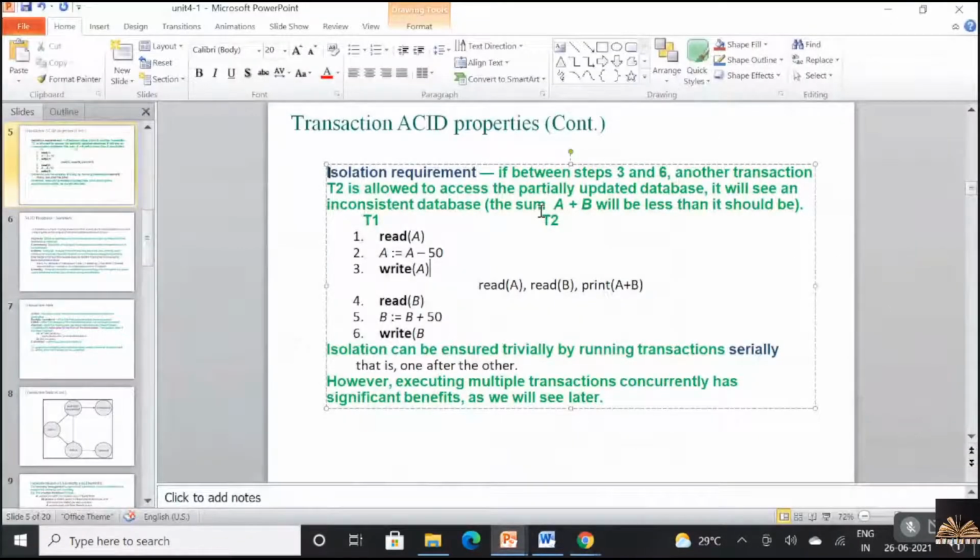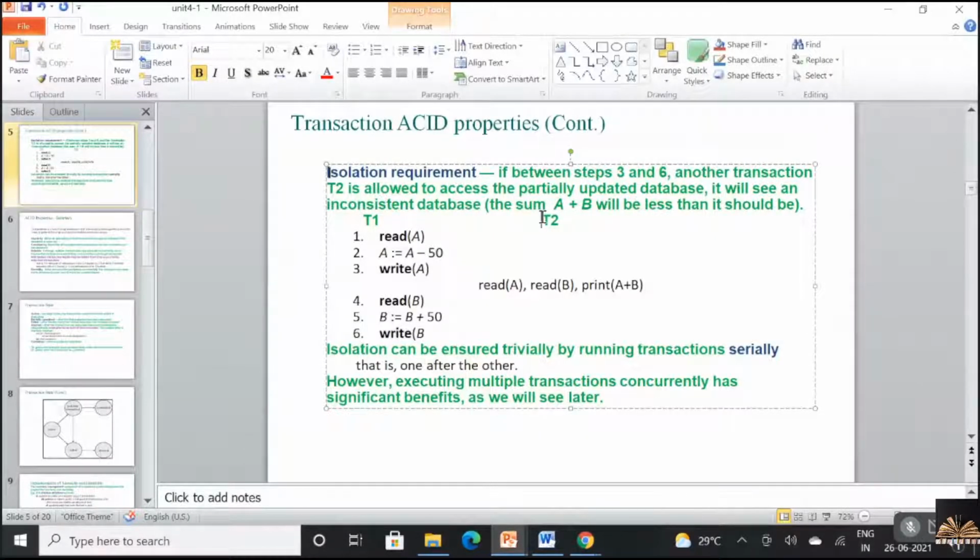Okay, now see, what is the isolation requirement? If in between steps 3 and 6, once I'm done with step 3, the control is transferred to transaction T2. I'll just try to explain it simply. There are two transactions that are running parallelly. A transaction called T1 and a transaction called T2.